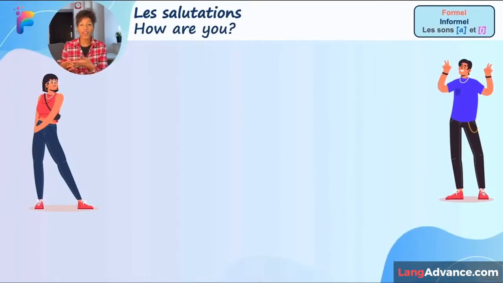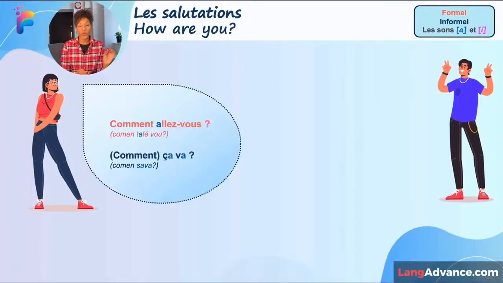How are you? How do we ask and how do we answer? Let's start with the formal way. Comment allez-vous? Comment allez-vous? Comment ça va?